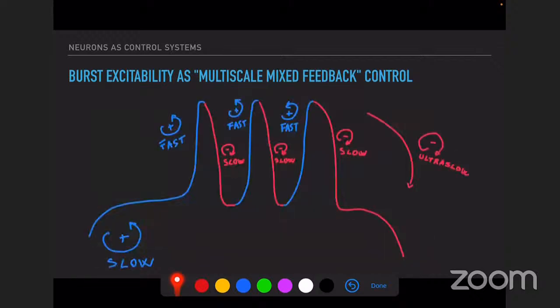So when you look at bursting from a feedback perspective, everything becomes as simple as spike, I think, because you just have the activation of the slow positive feedback for the burst upstroke, then the alternation of fast positive, slow negative, fast positive, slow negative for all the train of spikes inside the burst, and then an ultra slow negative feedback loop that ends the burst. And as you tune the relative strength of these feedback loops, you can tune and modulate the spiking behavior in a very flexible and robust way.